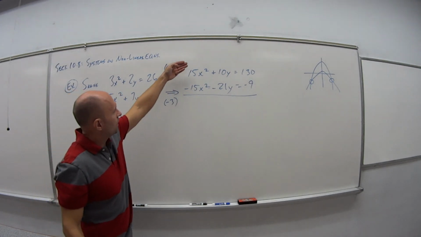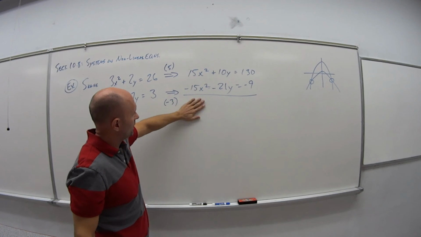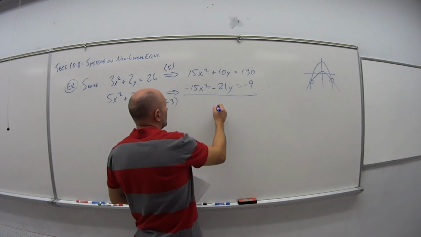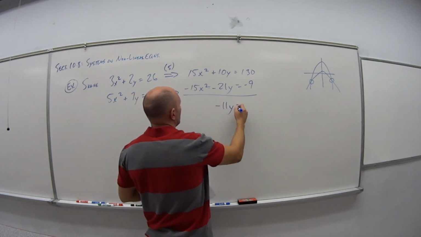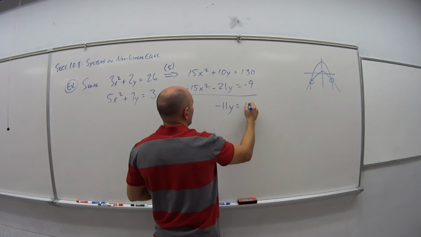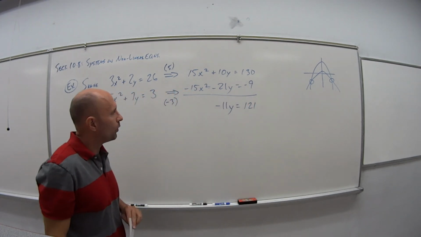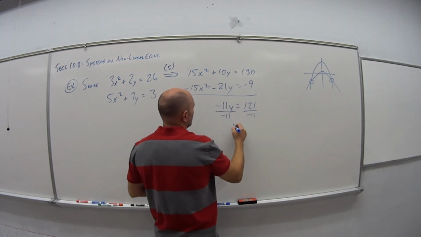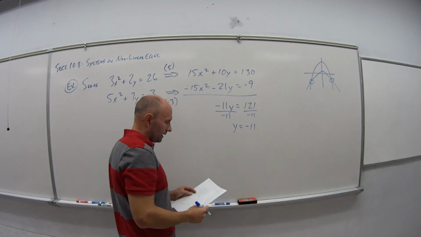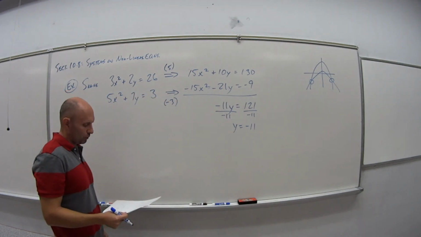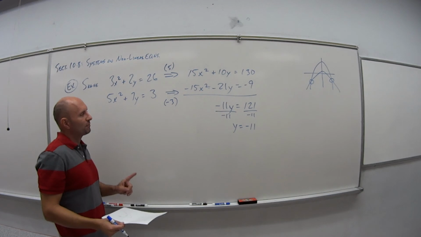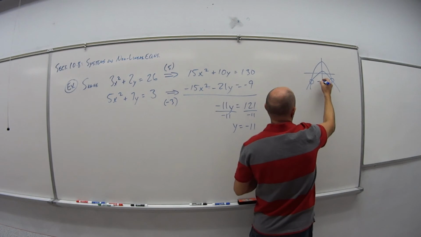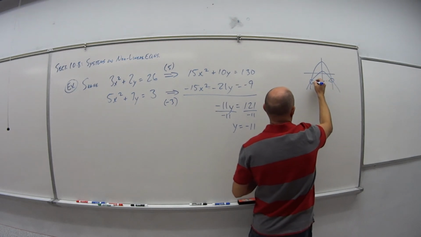So now when I add, 15x squared minus 15x squared, gone. 10y minus 21y is minus 11y. And 130 minus 9 is 121. So divide both sides by negative 11 gives me that y is negative 11. So negative 11 times negative 11 is 121. So that's my value for y. So in this parabola here, this is at negative 11 units down is where these guys are crossing.